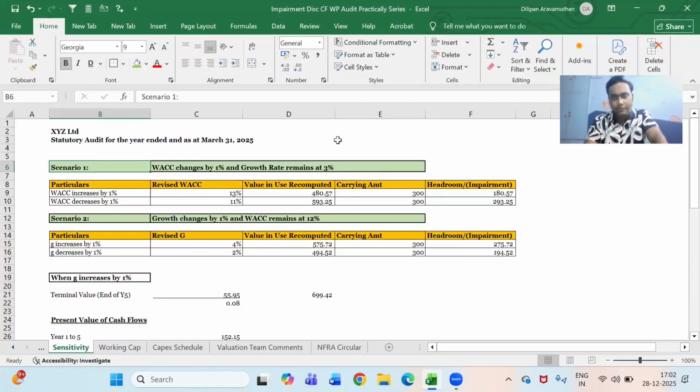And in the third scenario, this is the worst case scenario, which would lead to a significant reduction in value in use, wherein we are going to be assuming that the weighted average cost of capital increases by 1% and the growth rate decreases by 1%. So in the third scenario, we're going to be assuming a change in both of the variables, which would be the worst case scenario, which would be the most adverse impact.